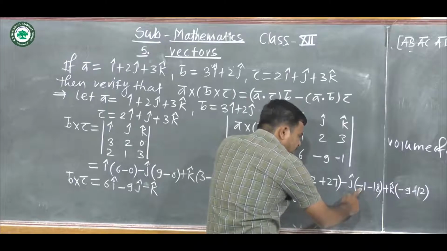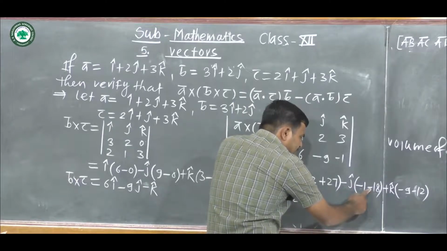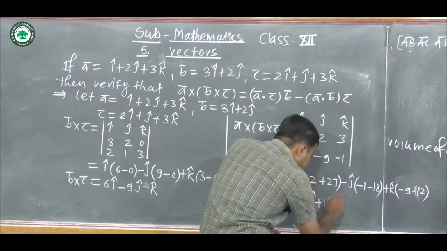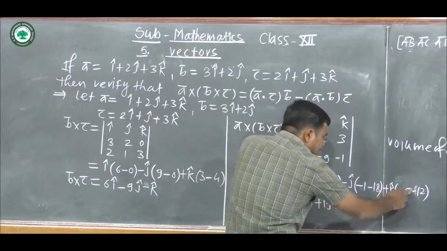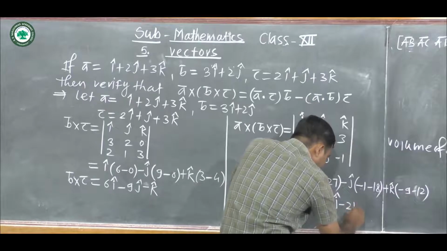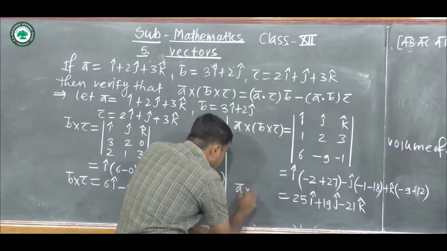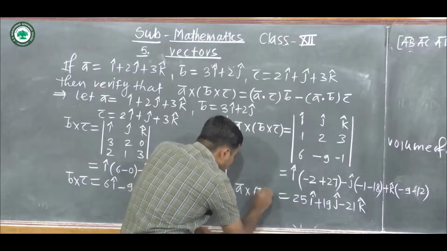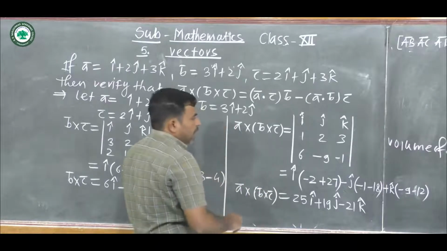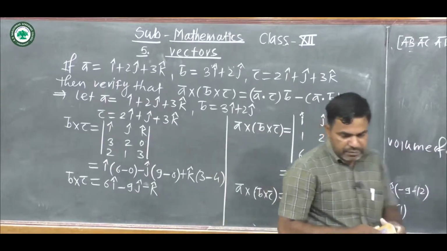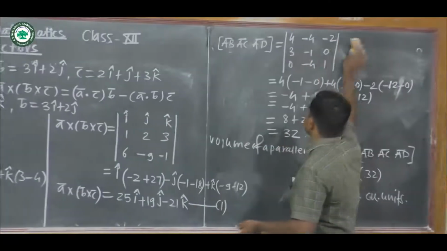Minus 1 minus 18 is minus 19, minus of minus 19 plus 19 into j cap, minus 9 minus 12, minus 21 into k cap. This is your A bar cross B bar cross C bar. Give this equation number 1. This is the value of the left hand side. Now we find the value of the right hand side.